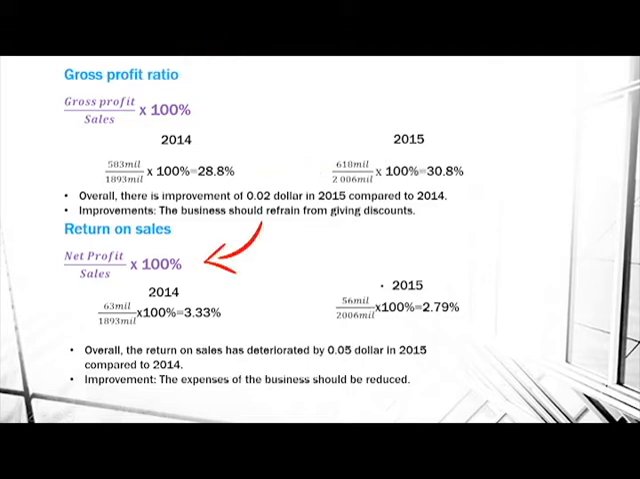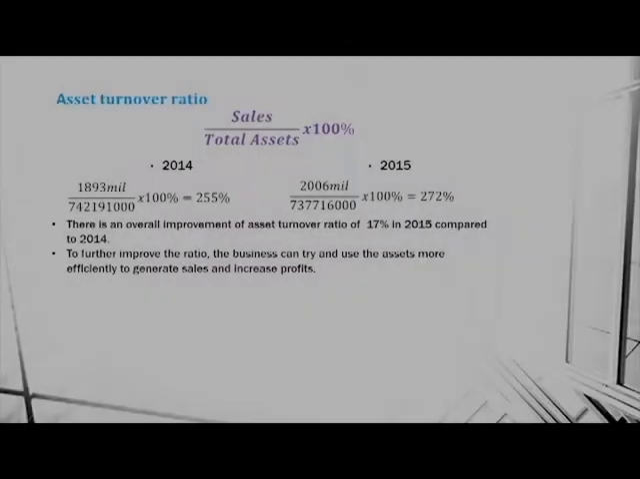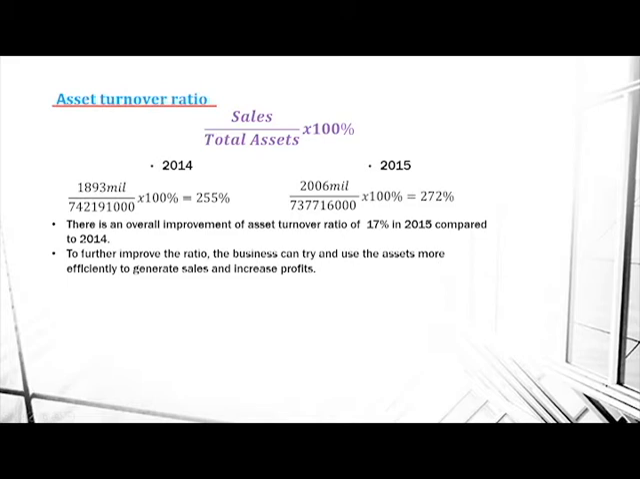The return on sales ratio has deteriorated by 0.54% in 2015. Reasons might be due to higher expenses incurred in the year 2015 compared to 2014. Reducing the expenses would improve this ratio. Next, the asset turnover ratio.